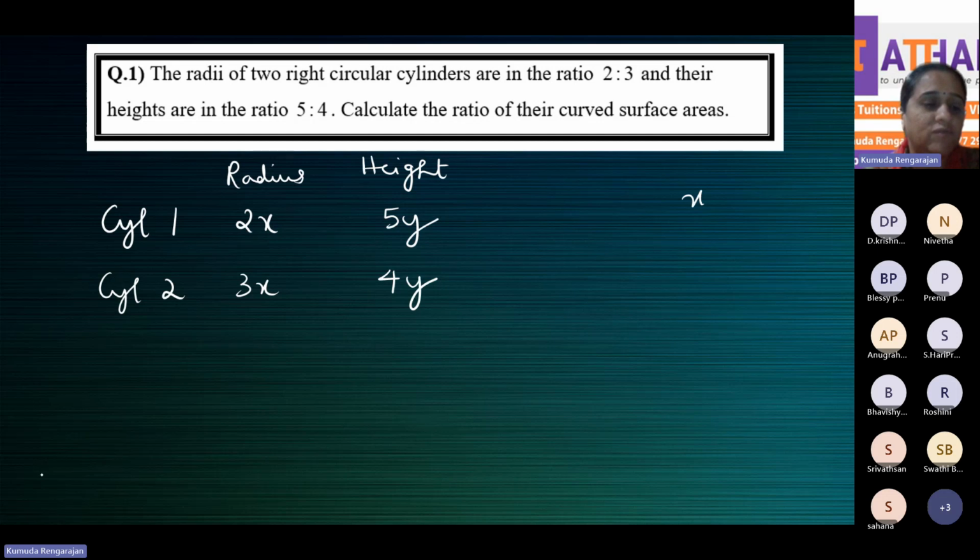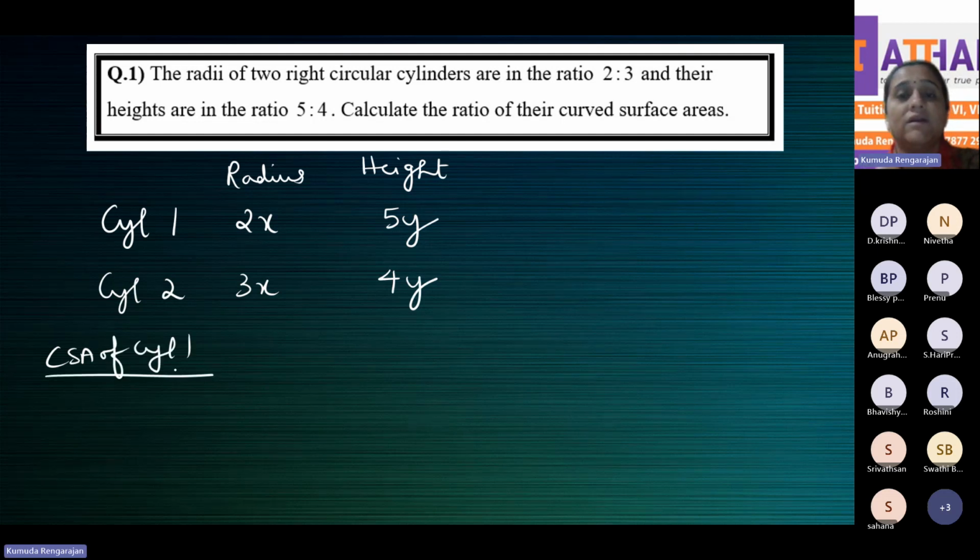Now somebody tell me the formula to find the CSA of a cylinder. Curved surface area of a cylinder. What's the formula? Okay, so 2 pi RH. 2 pi RH. So CSA of cylinder 1.